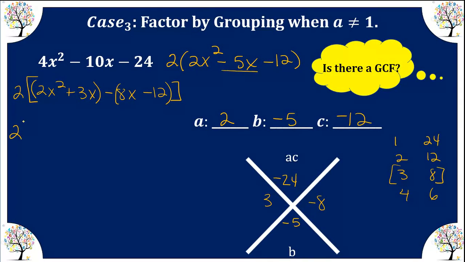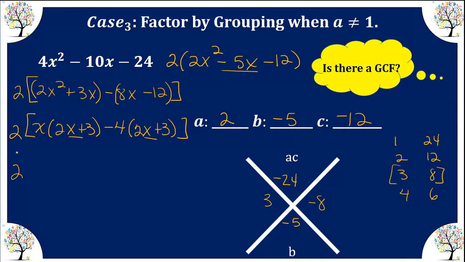Bring down your GCF. Factor out the GCF here. In this case, it is just x, and we're left with 2x plus 3. Bring down your subtract. Be careful here. I'm going to factor out a 4, so that is a negative 4 we're factoring out. Negative 8x divided by negative 4 is positive 2x. Negative 12 divided by negative 4 is positive 3. Notice these two are the same, so I did everything correctly.